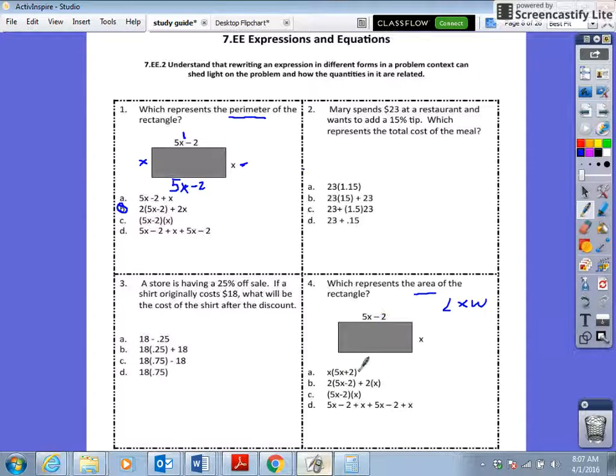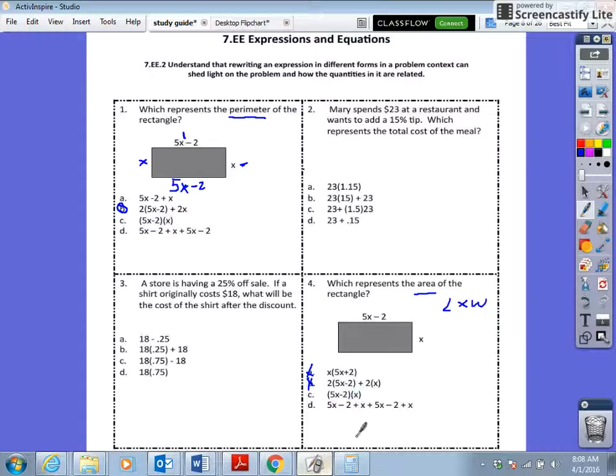Well, I have 5x minus 2. Well, this is 5x plus 2, so I know this one can't be the answer. And here I have 5x minus 2, which is great. So this is 2 times 5x minus 2 plus 2x. That's the same answer that I had up here. They're trying to be tricky and give you the answer for perimeter, but they're asking you for area. So we know B can't be right.